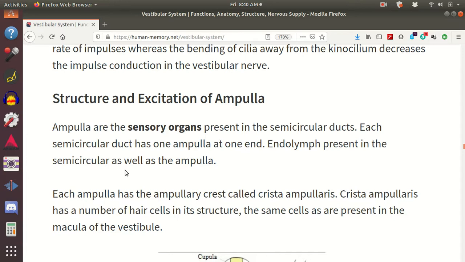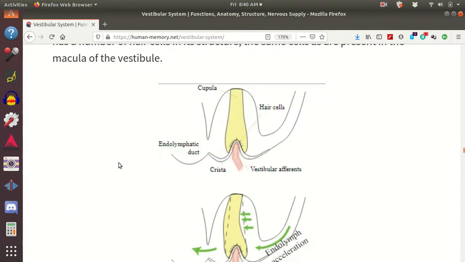Each ampulla has an ampullary crest called the crista ampullaris. The crista ampullaris has a number of hair cells in its structure. The same cells are present in the macula of the vestibule.